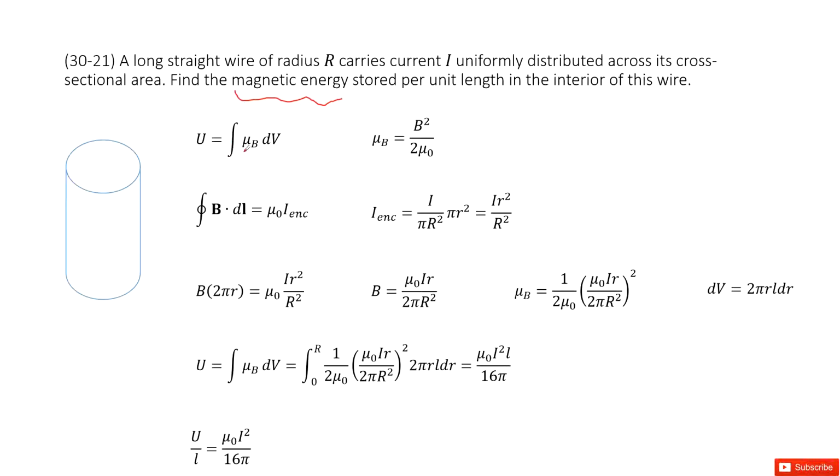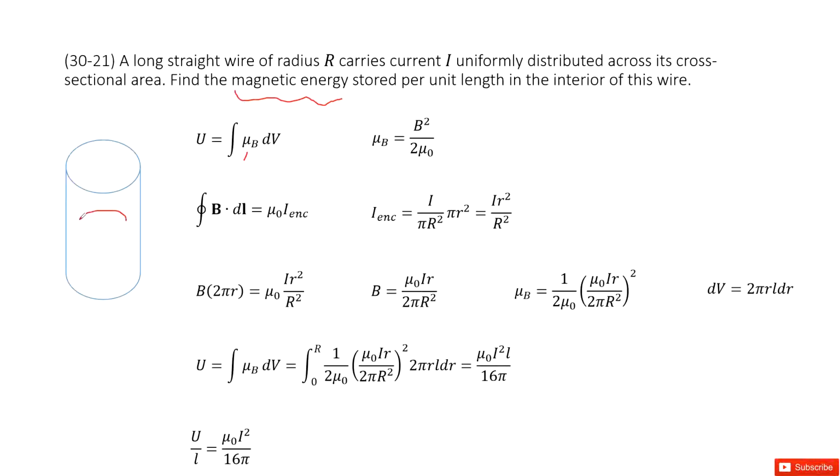So it looks like we need to know the magnetic energy density and integrate over the volume, right? In this case, the magnetic energy density is B squared divided by 2 mu naught. In this calculation, mu naught is a constant, so we need to find B, the magnetic field, inside this wire. Very straightforward, we can consider Ampere's law.